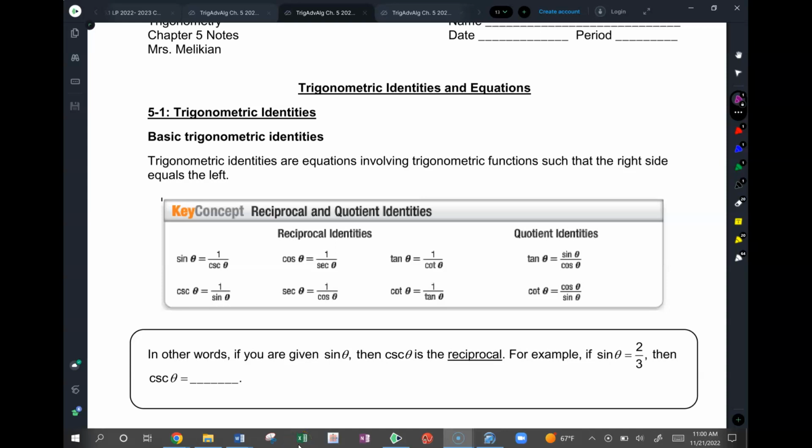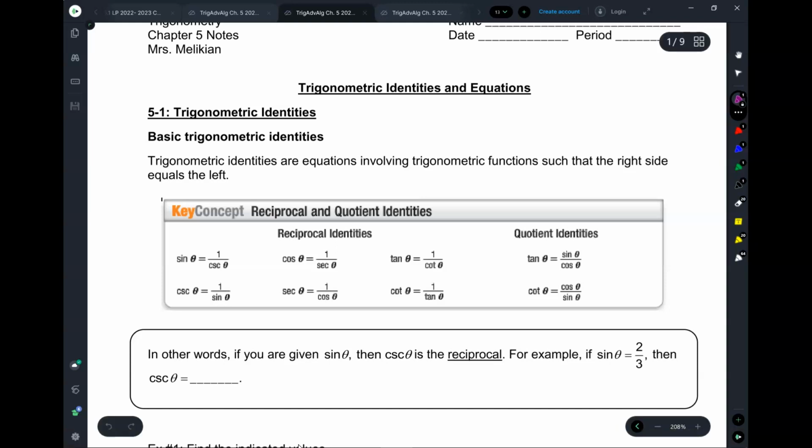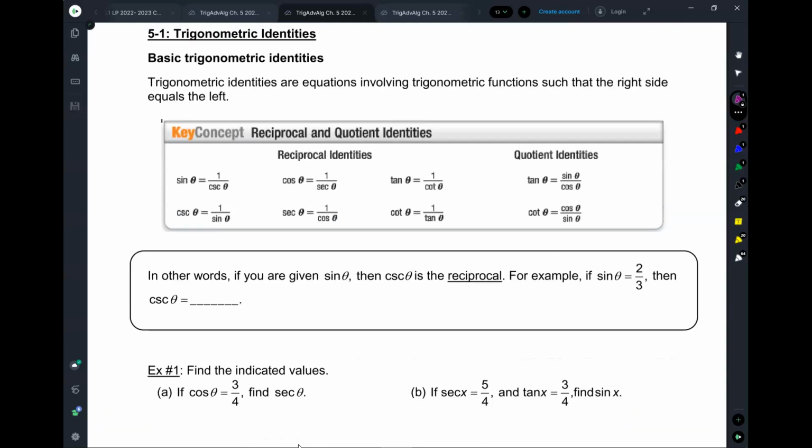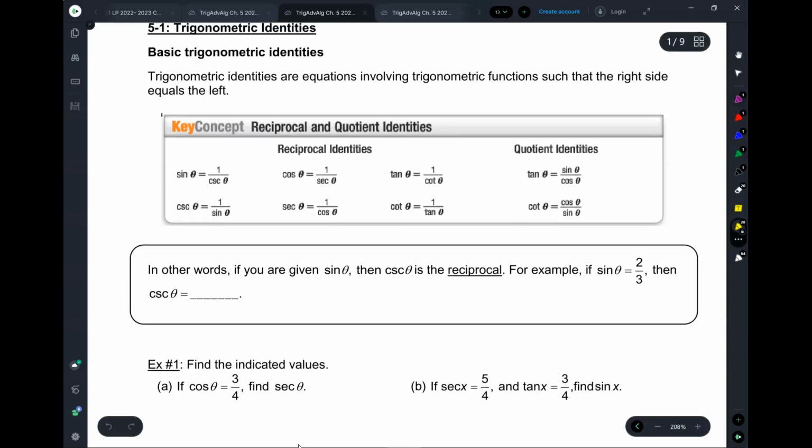So trig identities are basically equations that involve trig functions, right? So that the right side and the left side are the same, right? So for example, take a look at these identities here. Another word for trig identities is trigonometric facts, okay? All right, so take a look at what we're going to go over first.